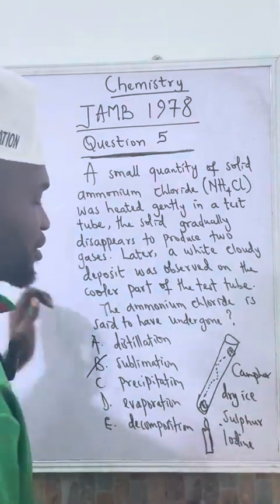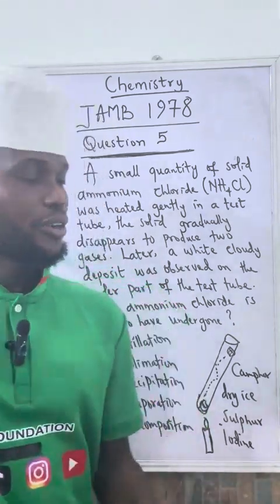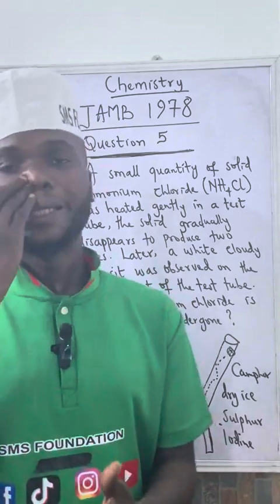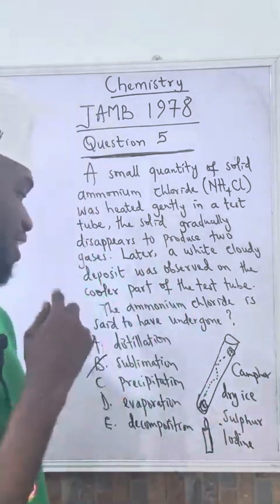When iodine crystal is heated, it will disappear to form iodine vapor. And later the iodine vapor will turn back to iodine crystal. So the correct answer is sublimation.